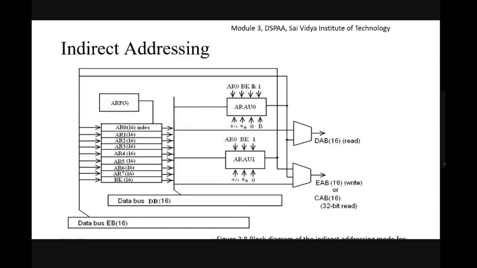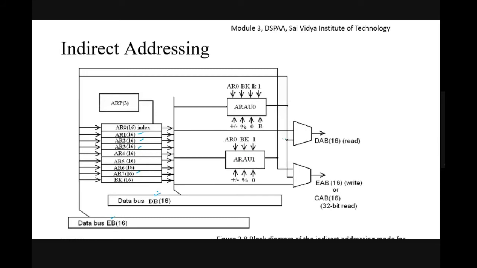This is the block diagram representation of the indirect addressing mode variations. If you see here, we have the auxiliary register pointer. AR0 acts as an index register, and the remaining registers AR1 to AR7 are 16-bit registers. Then we have a circular buffer size register, which is used in circular addressing mode, a variation of indirect addressing mode. We have data buses, one is DB and another one is EB. And then we have two arithmetic units, auxiliary register arithmetic unit 0 and auxiliary register arithmetic unit 1.